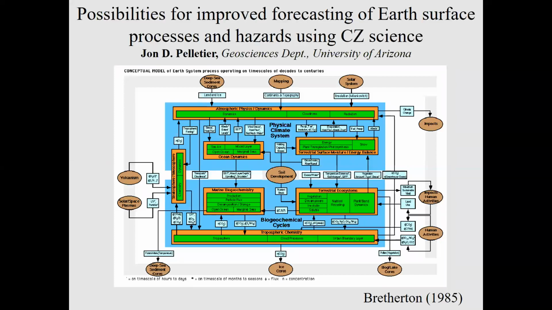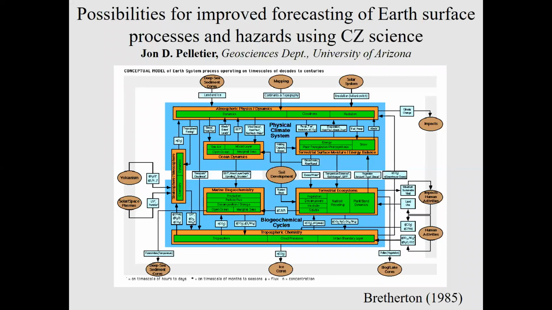Series entitled CZ, Critical Zone and Society. Today, Jon Pelletier will speak to us about his modeling efforts focused on Earth surface processes and hazards using CZ science. Jon is a professor in the Department of Geosciences at the University of Arizona. And importantly for our community, he's one of the co-investigators with John Chorover on the Catalina Jemez CZO.